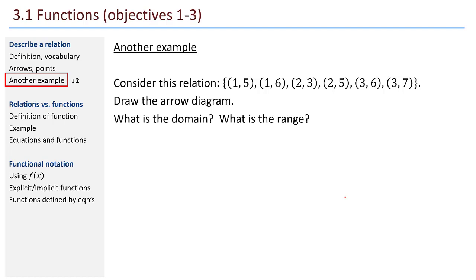Alright, here is a relation given just as a set of ordered pairs. So let's draw the arrow diagram and figure out the domain and the range. Alright, well, how about the arrow diagram?